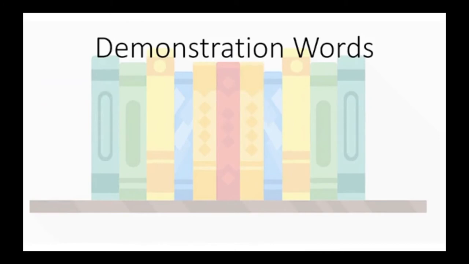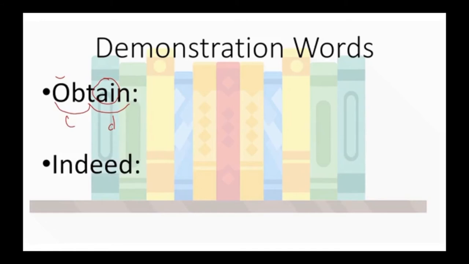The first one is obtain. For this one, I can mark it by breaking apart the syllables, obtain. Ob is a closed syllable, so I can mark it as such. After that, I can look at the second syllable, tain. And in there, I see my double vowel sound that I can circle, and I write a D below for double vowel.